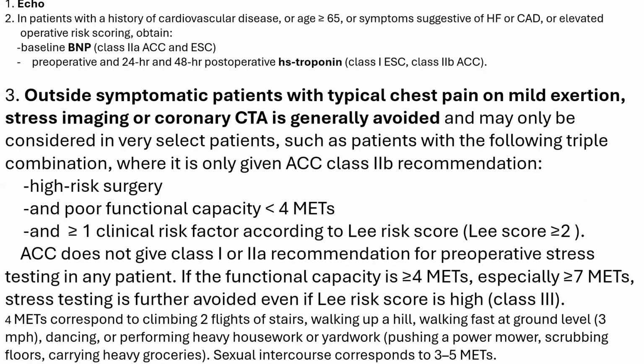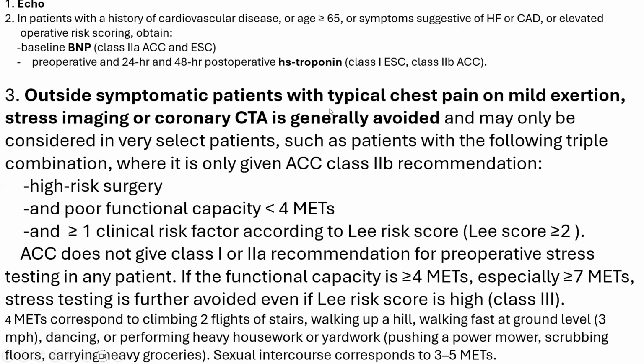Now, the third idea, and this is specifically regarding coronary testing. Outside symptomatic patients with typical chest pain on mild exertion, stress imaging or coronary CTA is generally avoided and may only be considered in very select patients, such as patients with the following triple combination, where even with that, it's only given a class 2B recommendation, and I would avoid coronary testing in that. And it's only given a class 2B recommendation anyway.